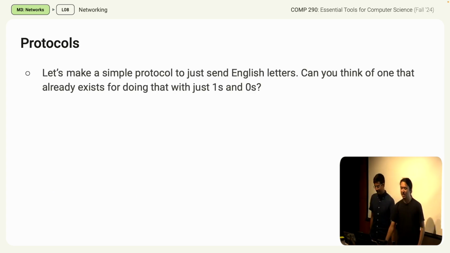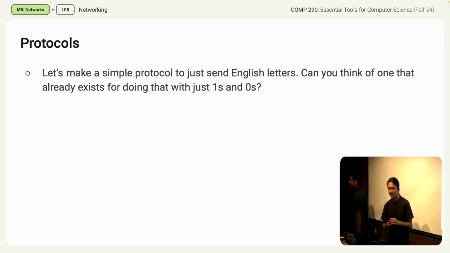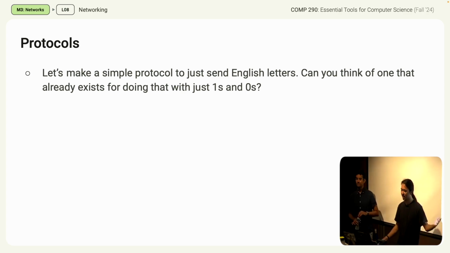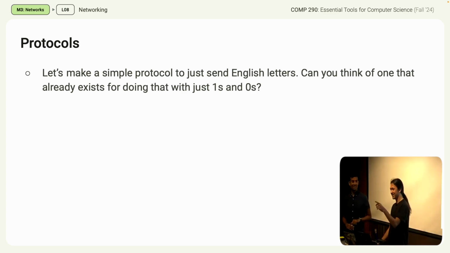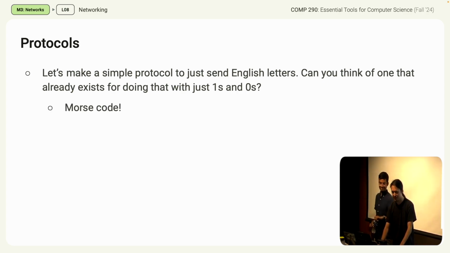So as a little bit of a thought exercise, let's make a simple protocol to just send English letters. You can come up with your own here, but can you think of one that already exists for doing that with just 1s and 0s? Does anyone have an idea? I heard from you. I want to see if someone else might have an idea here. And don't be afraid to get this wrong. Yeah, in the back. Yes, great. For those who didn't hear that, Morse code.